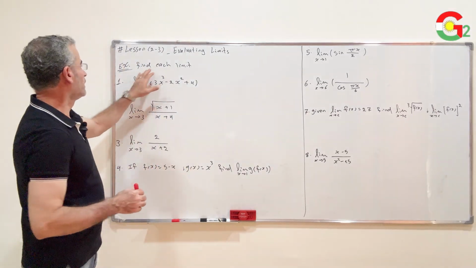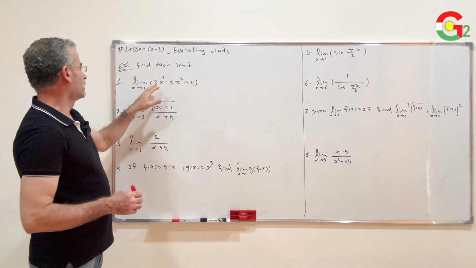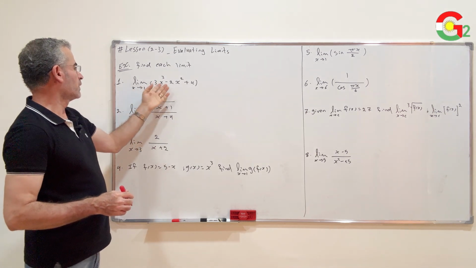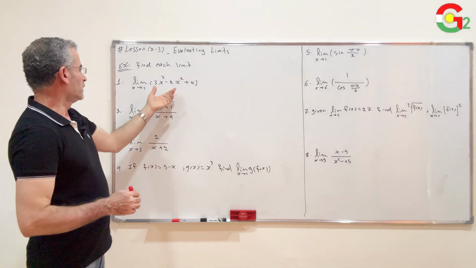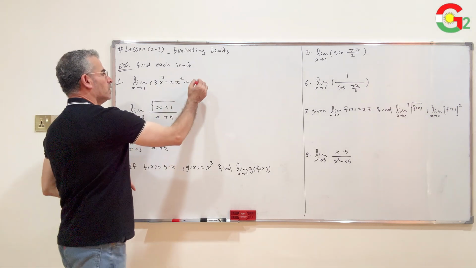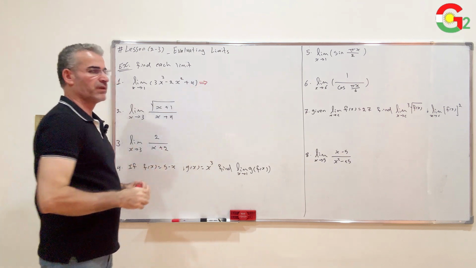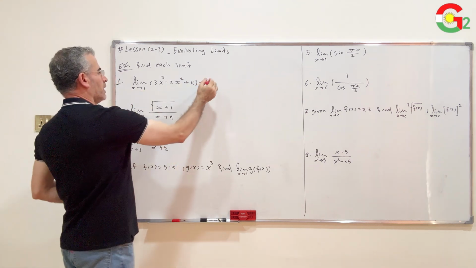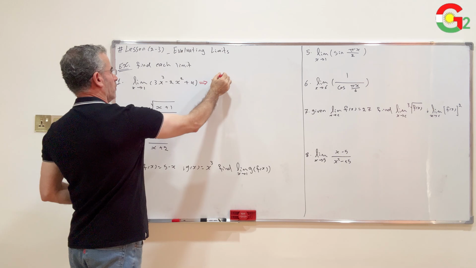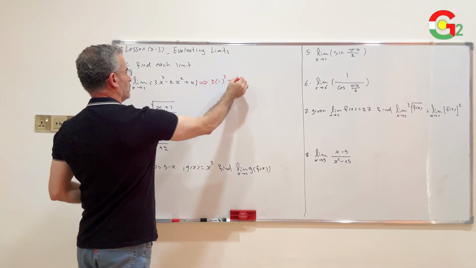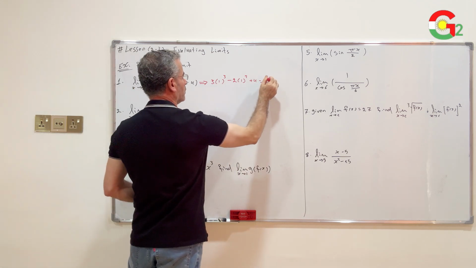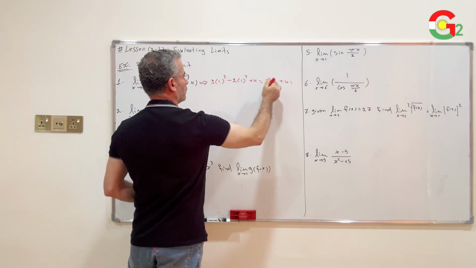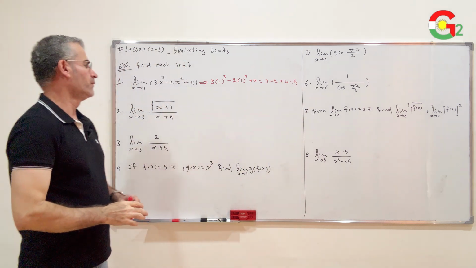Example, find each limit. Number 1, limit x approaches 1 for 3x to the power 3 minus 2x to the power 2 plus 4. It is a polynomial, so I substitute directly every x with 1. Then the answer is 3 times 1 to the power 3 minus 2 times 1 to the power 2 plus 4, equals 3 minus 2 plus 4, equals 5.